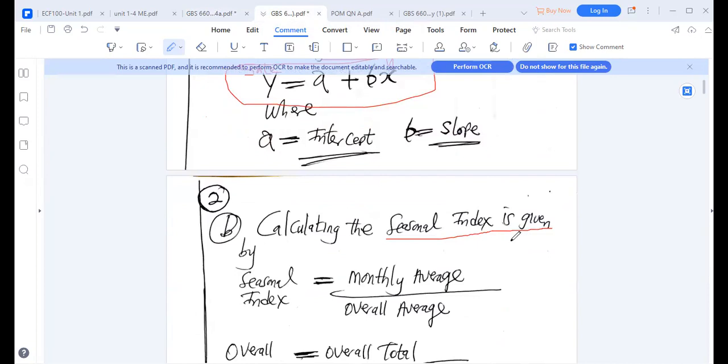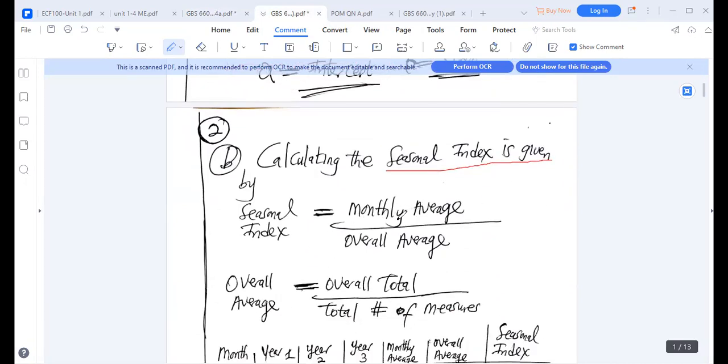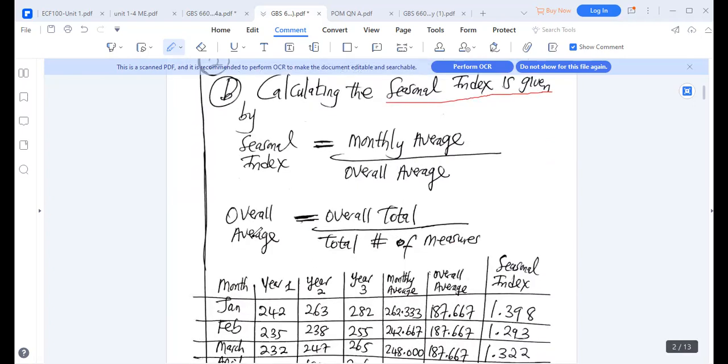Calculating the seasonal index is given by: seasonal index is equal to monthly average divided by overall average. So we find the monthly average, then divide by the overall average. The overall average is equal to the overall total divided by the total number of measures. The average simply means the mean. For each month, you find the mean for that month, and then also the mean for all months.